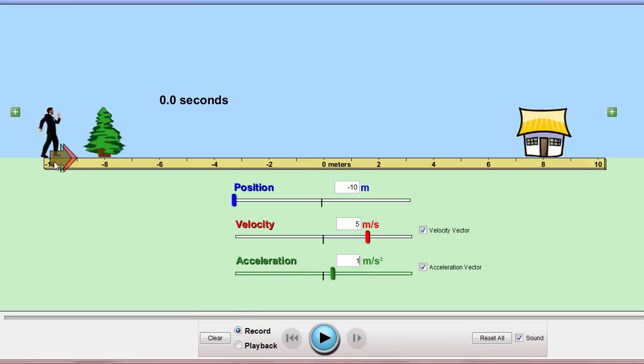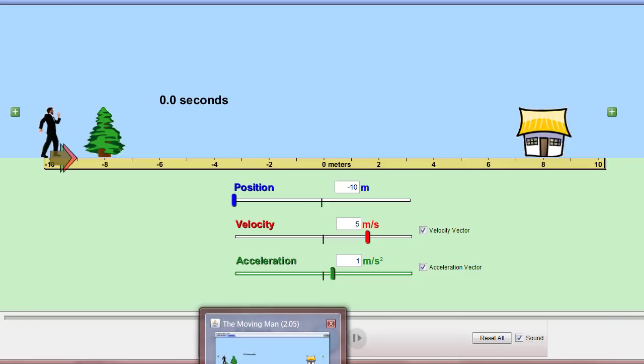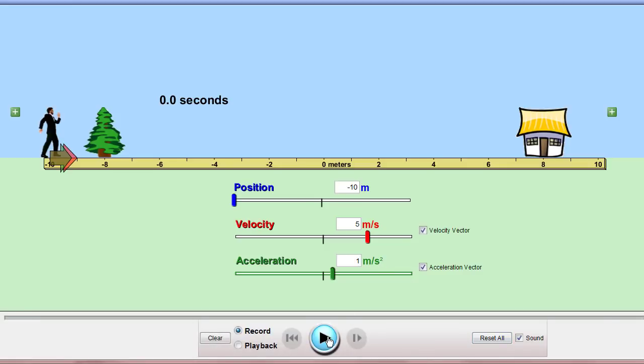Now you'll notice a green arrow has shown up on the screen. That green arrow represents the direction of the acceleration. And remember, acceleration is a vector, so it's being represented here as an arrow, where the size of the arrow tells us something about the amount of the acceleration, and the direction tells us the direction of the acceleration. I'm going to hit play, and your job is to simply watch what happens.